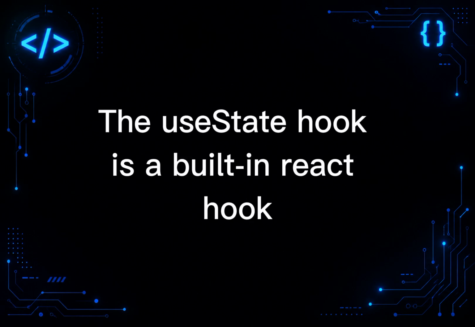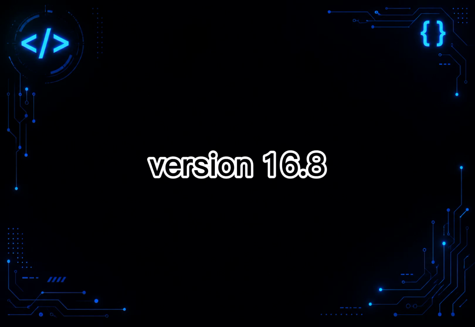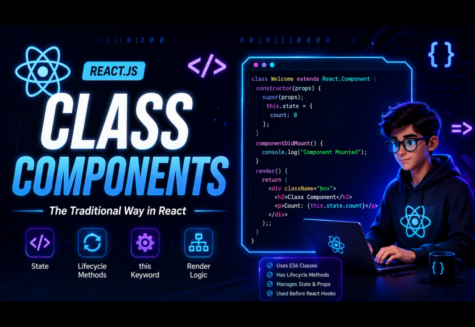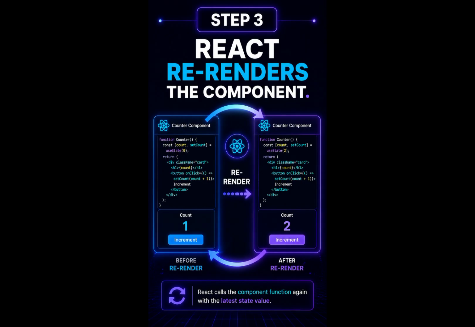The useState hook is a built-in React hook introduced in React version 16.8. It allows functional components to create and manage state without writing class components. Whenever the state changes, React automatically re-renders the component to display the updated value.